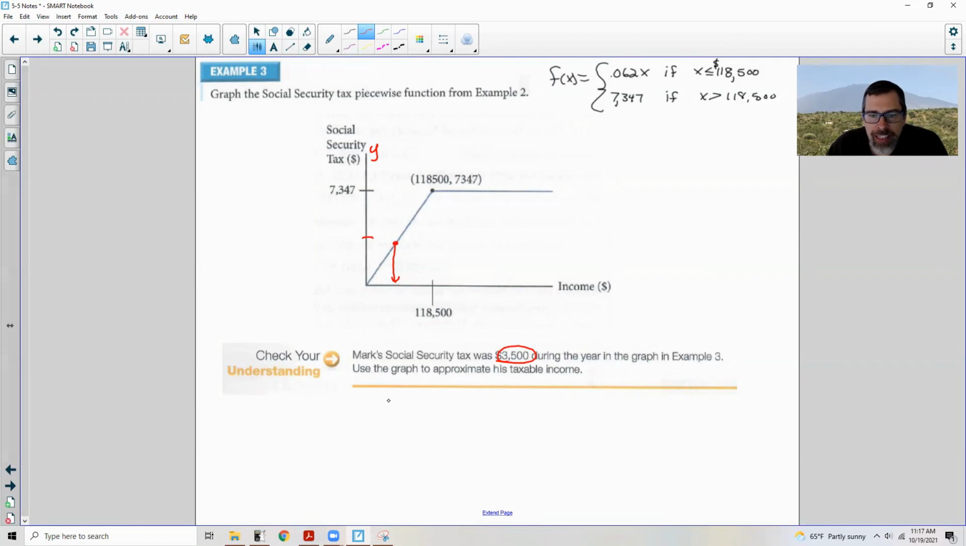So I would say that he made approximately, I don't know, 50-some thousand dollars. Okay. And so let's just say approximately, I don't know, 55 grand. Okay, again, it's just an approximation. And using the graph, it would be here, straight down. It's less than half of 118.